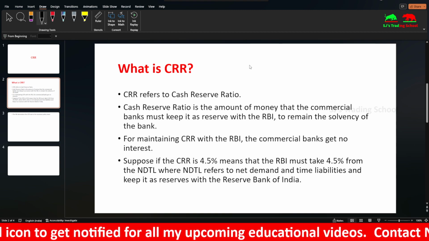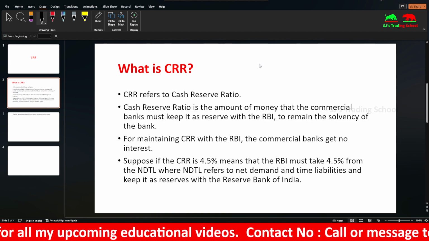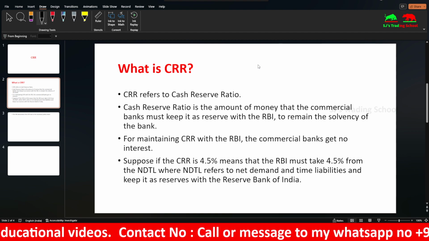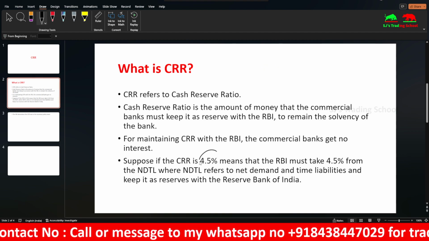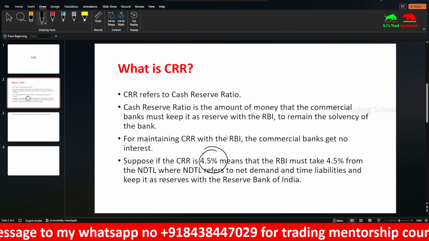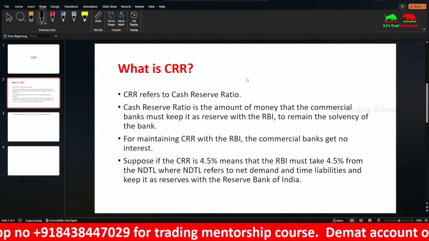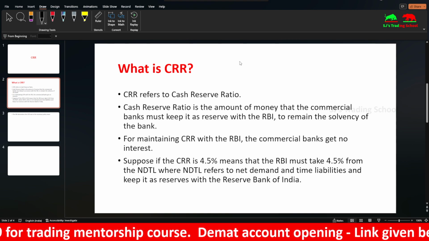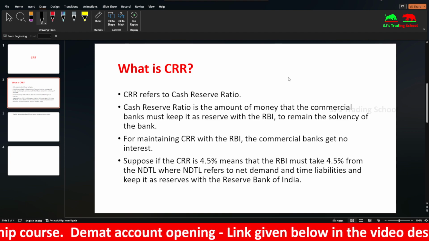Suppose we are going and depositing our money in a savings account, current account, FD or RD. From that amount of money, 4.5 percent is taken from the bank and kept as reserve with the RBI. For keeping it with the RBI, the banks must have a current account with the RBI. This 4.5 percent of money is maintained in the current account with the RBI.